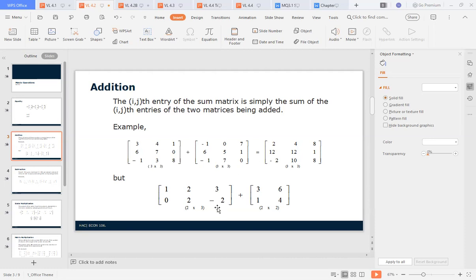Let's also look at the second example here. In this second example, we cannot perform the addition with these two matrices because this matrix has the dimension of 2 by 3. For this matrix here, the dimension is a 2 by 2. So clearly, class, the dimensions are not the same. Therefore, we will not be able to perform addition with these two matrices.